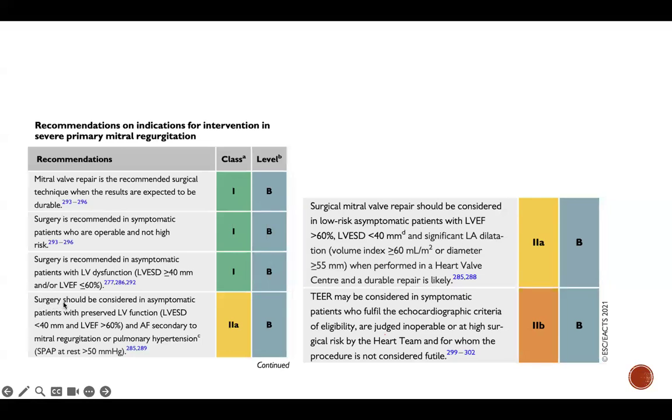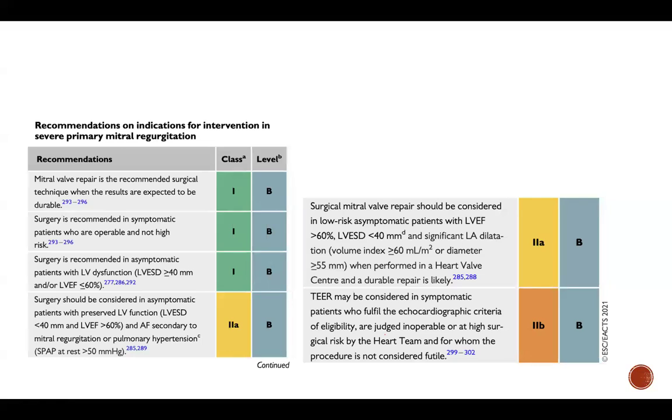So again here, surgery should be considered in asymptomatic patients with preserved LV function and atrial fibrillation secondary to MR or pulmonary hypertension, with less evidence, a class of evidence 2A. So we have an indication for intervention.